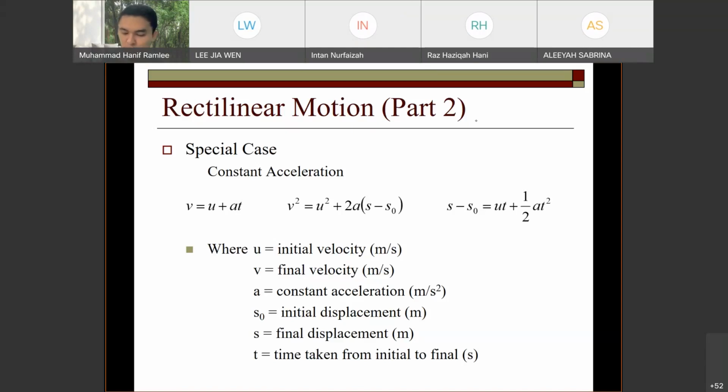Before tomorrow I will start my industrial attachment. So this is the last one. All right, so let's move on to the next part, which is the special case.